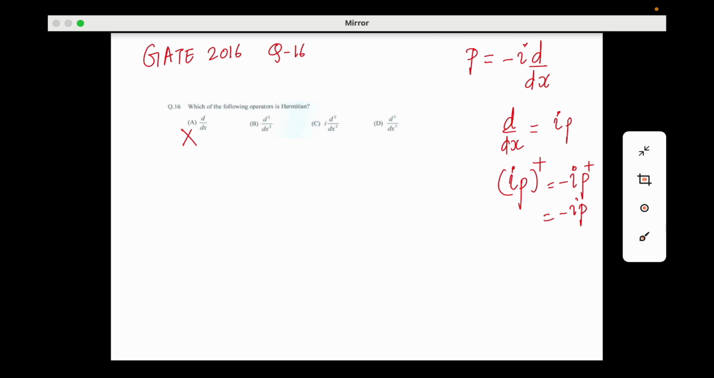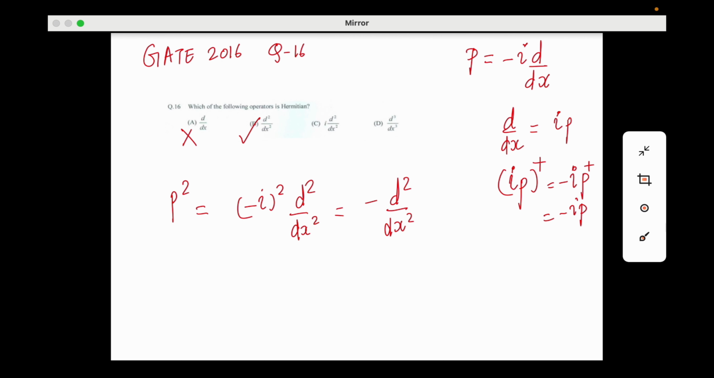But let's look at d square by dx square. Now if you took p square, that would be minus i square d square by dx square. Clearly, since p square is Hermitian, d square by dx square has to be Hermitian. This is the correct option.